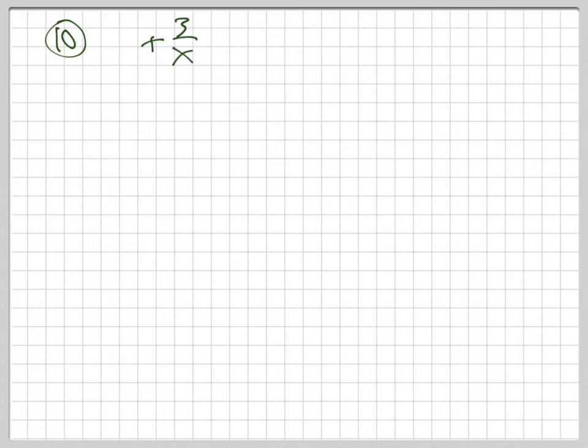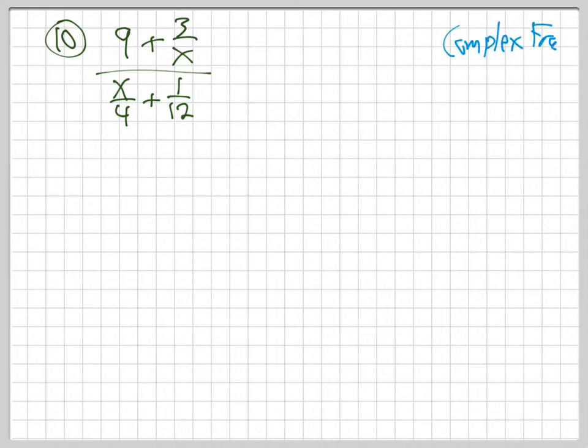9 plus 3 over x, over x over 4 plus 1 over 12. All right, so this is a challenging one. This is what we call a complex fraction, fractions over fractions. We've got to clean this thing up, make it simpler. What do we do when we have a big old complex fraction like this to clean it up?